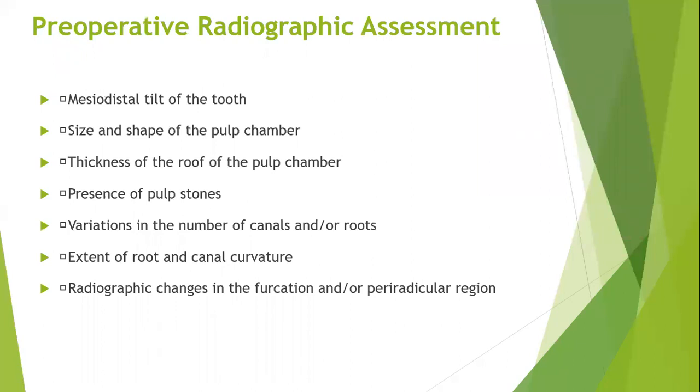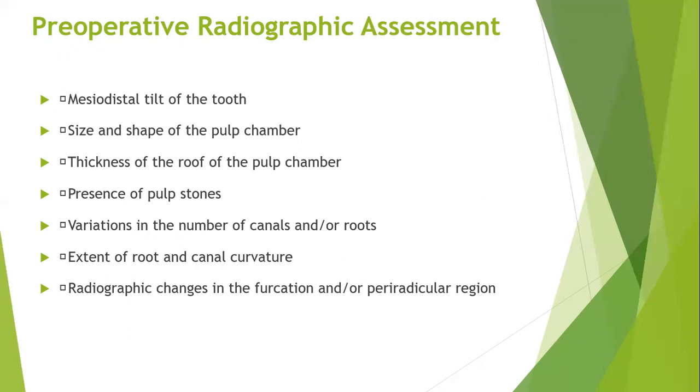Then pre-operative radiographic assessment is another important step. That is, we can pre-operatively assess the tooth before starting the procedure. From the preoperative radiograph, we can assess the degree of mesiodistal tilt of the tooth, the size and shape of the pulp chamber, the thickness of the roof of the pulp chamber.